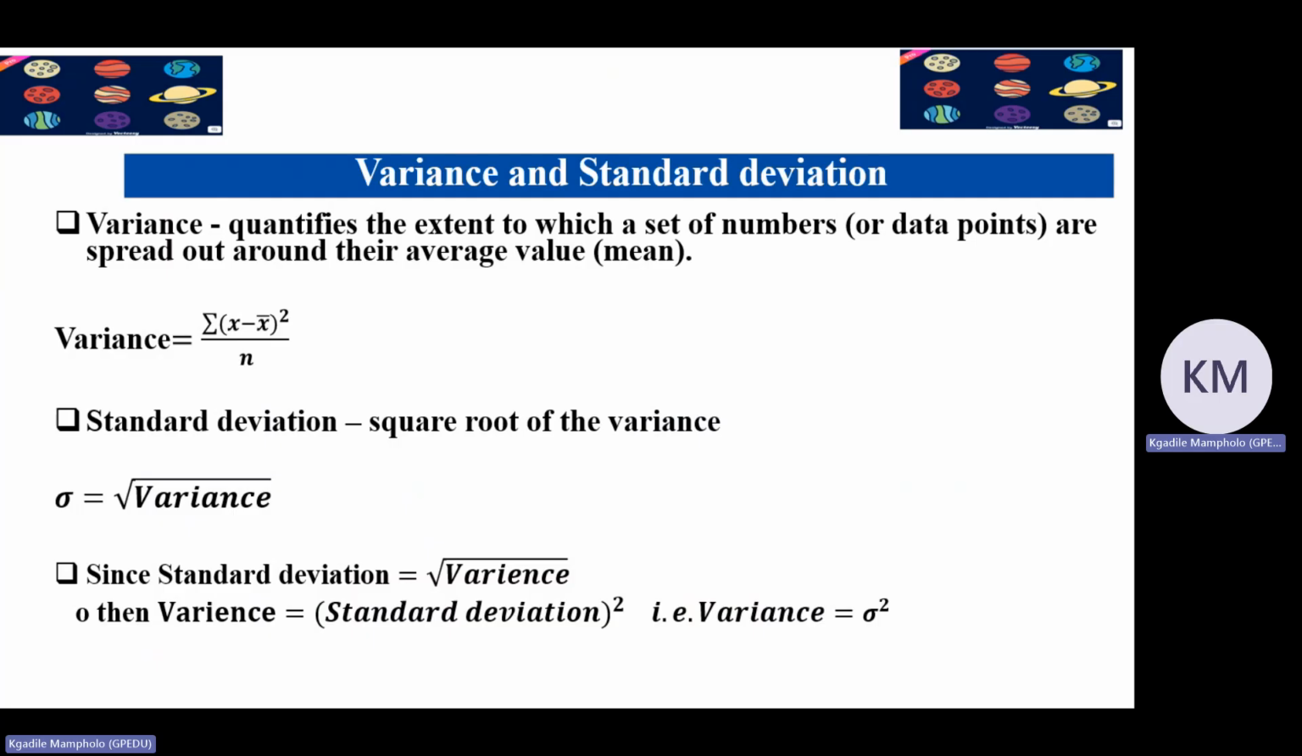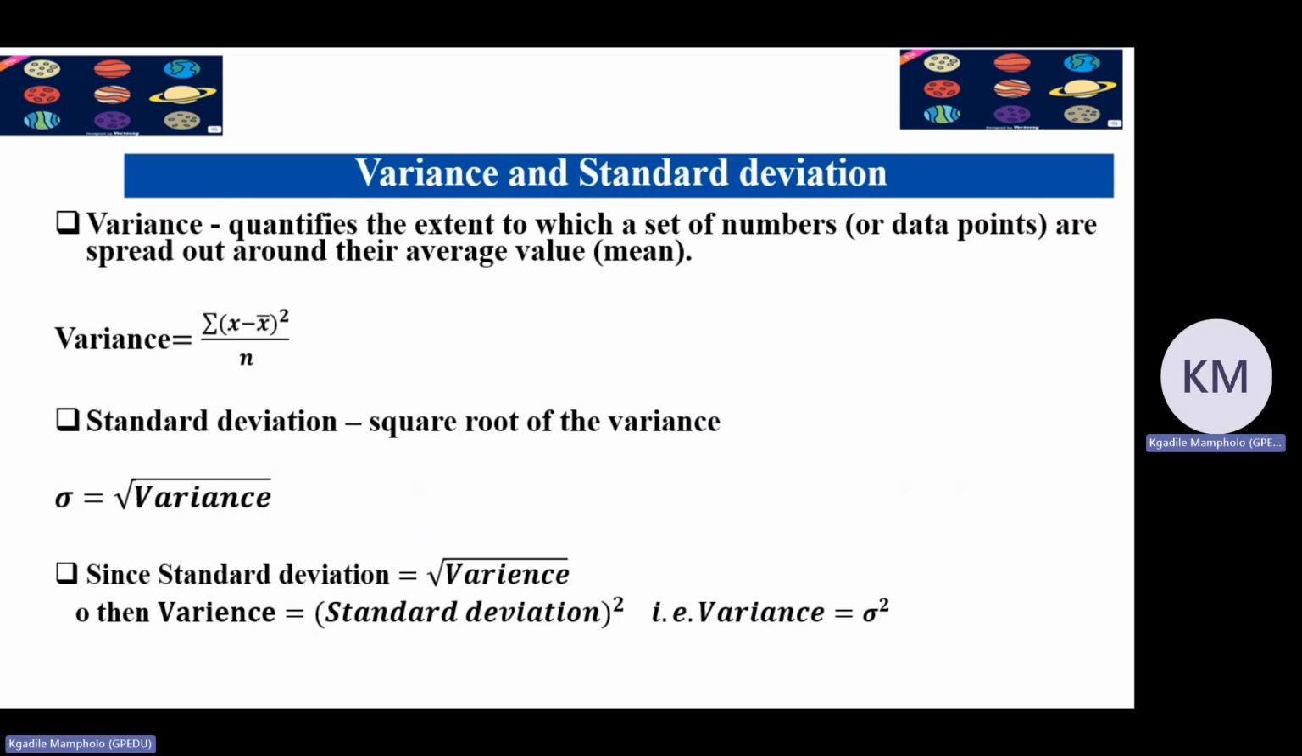The variance and standard deviation. When you talk about the variance, it is the extent to which the data, the scores, are spread out or clustered. So the more spread out the data is, the greater the variance and the greater the standard deviation. The more clustered the data scores are, the lesser the variance and hence the standard deviation.